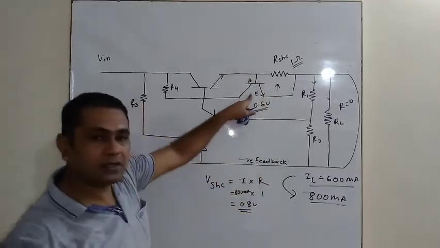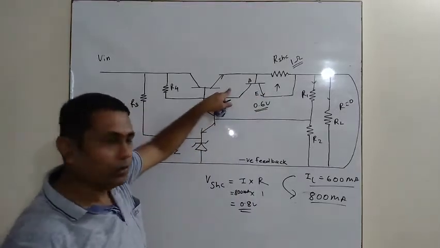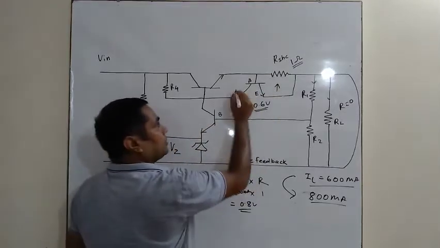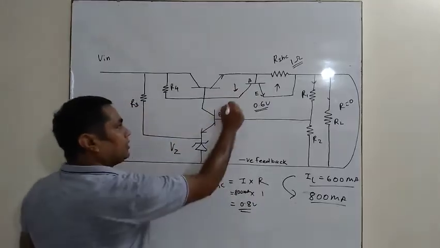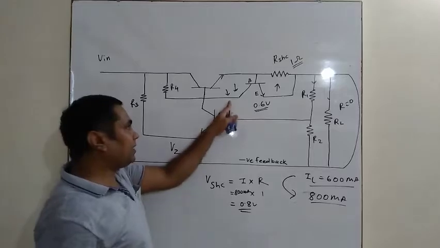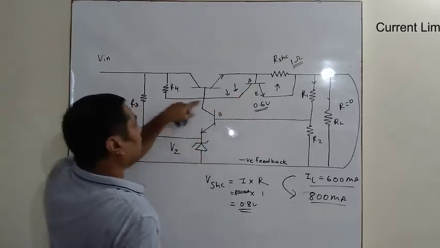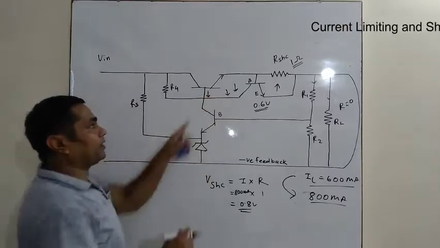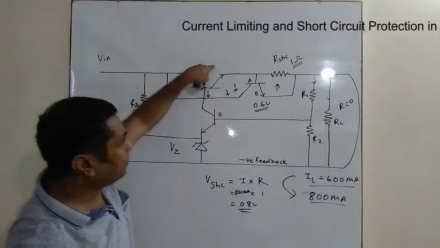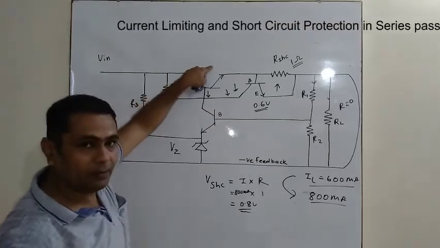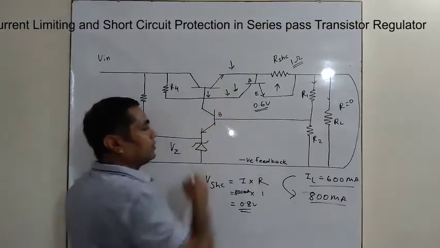This transistor is again a common emitter amplifier. There will be opposite action at the output. So if this voltage increases, this voltage will decrease. If this voltage decreases, the current also decreases. If the current at the collector of this common emitter is decreasing, the current at the base of the series pass transistor will also decrease. It is again a common collector amplifier, so it will follow the emitter. So the emitter current will also decrease.